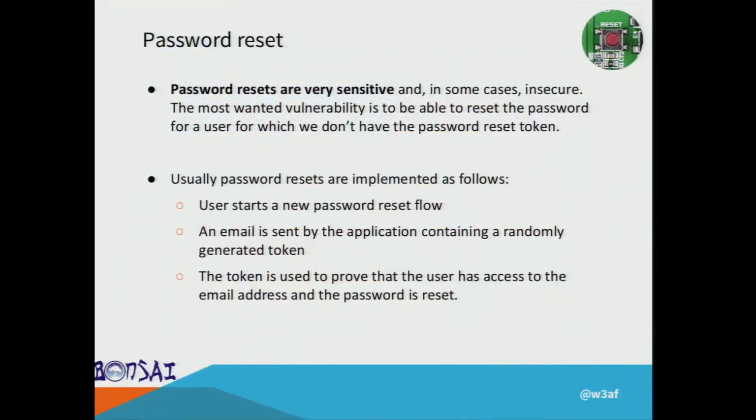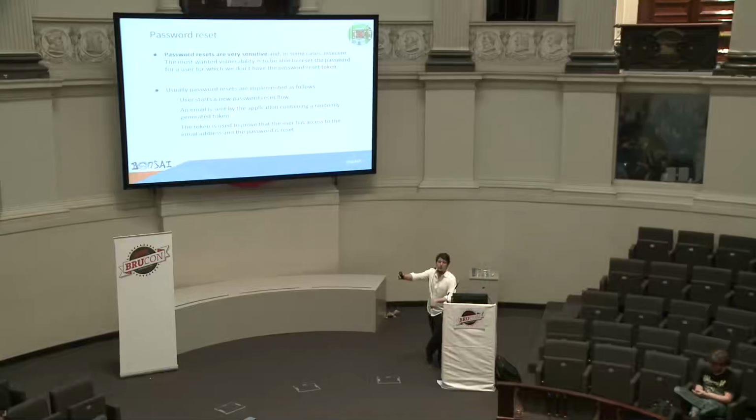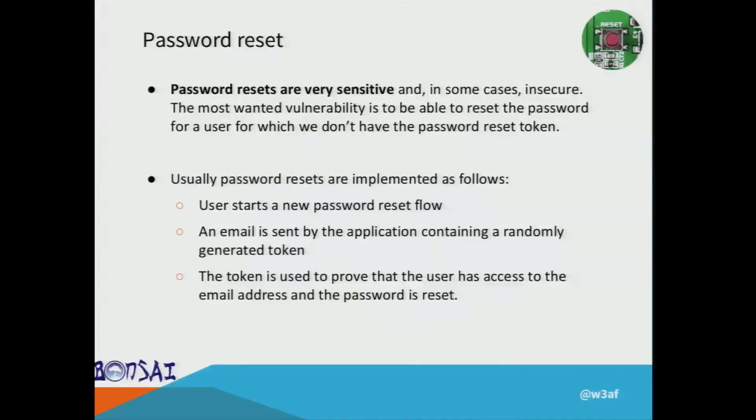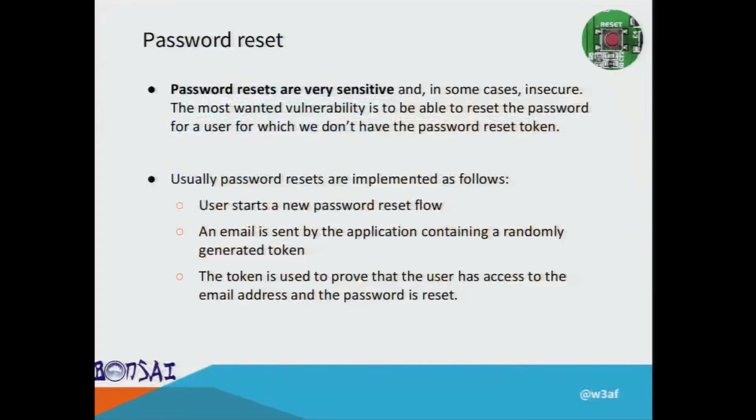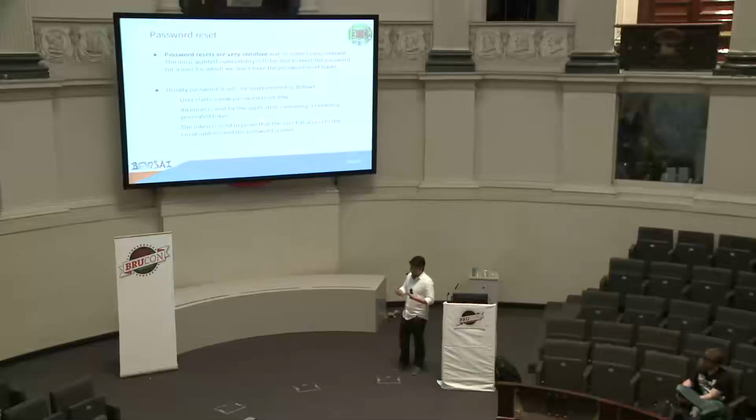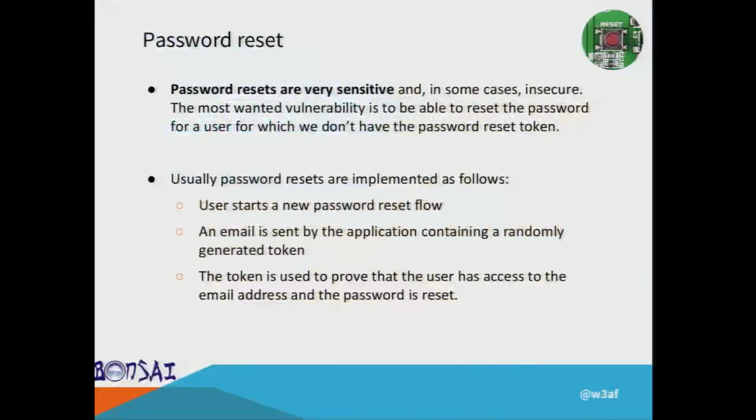when a user wants to perform a password reset, what happens is that the user goes to a web application, clicks "I forgot my password," and enters his email address, and the application is going to send an email to that address with a link for the password reset. That link is going to contain a token, randomly generated in most scenarios, a randomly generated string that's going to be used to reset the user's password.